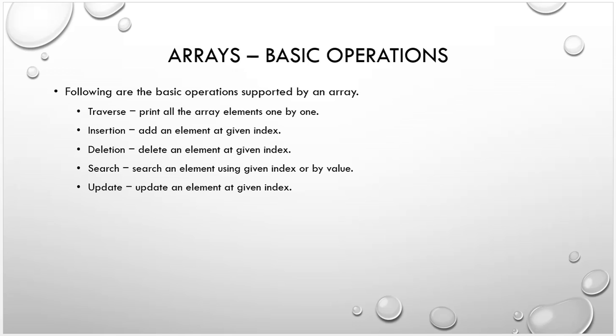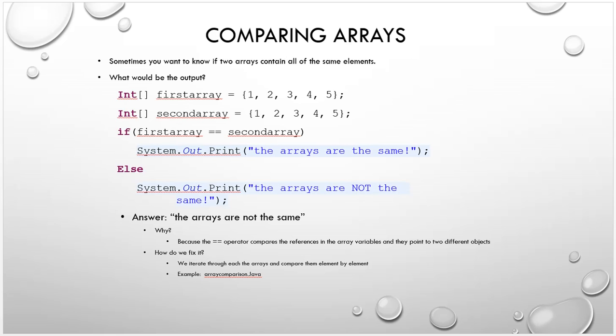So at times you may need to actually compare arrays, okay? If you're going to compare arrays, for example, by just looking at these two arrays, first array and second array look very similar, right? But if we write the code this way, where we say if first array is equal to second array, then we should print that the arrays are the same, else we should print that the arrays are not the same. But if we compare it this way, what we are actually going to get here is the answer that the arrays are not the same.